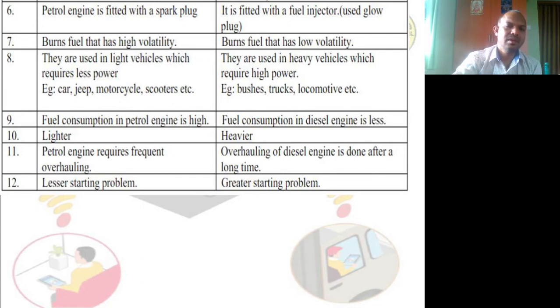So these are a few of the differences between petrol and diesel engines. Because of the difference in compression ratio, you cannot put diesel into a petrol engine and run it. In the same way, you cannot put petrol into a diesel engine and run it. That is a major problem. Is it clear?